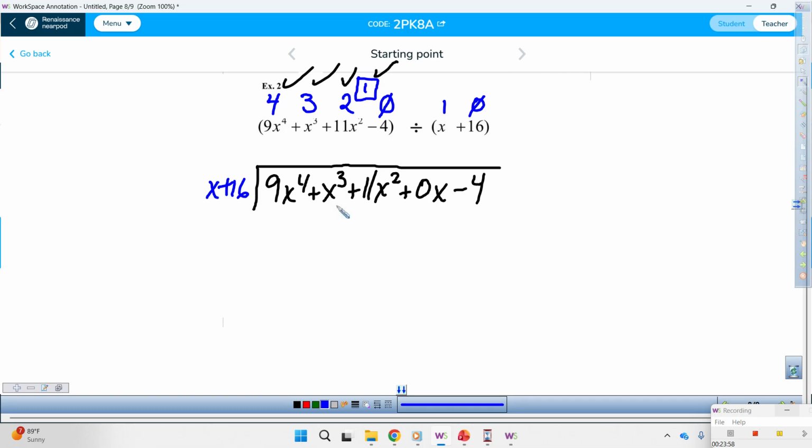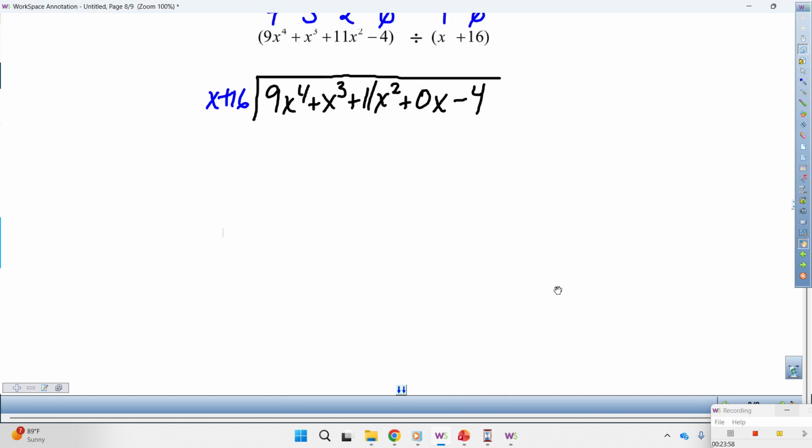Hands up if you got that by yourself. You should be able to get the setup already. Make sure you follow the process. So here we go.